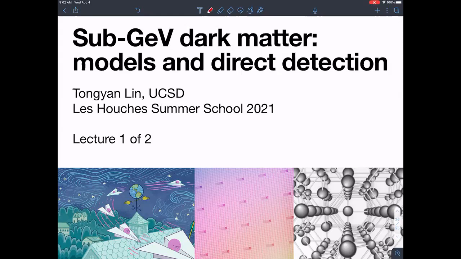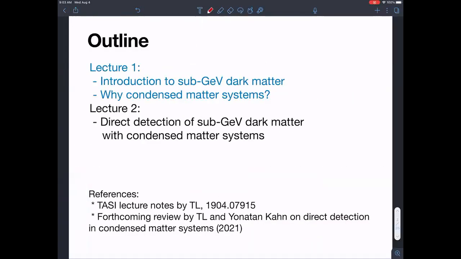There's been lots of activity in how we can extend direct detection to look for such light dark matter models, a lot of them using condensed matter systems. And that part is what I hope to give a broad overview of, and give you some idea of how to think about those without getting too bogged down in the condensed matter details. All right, so that's the plan.